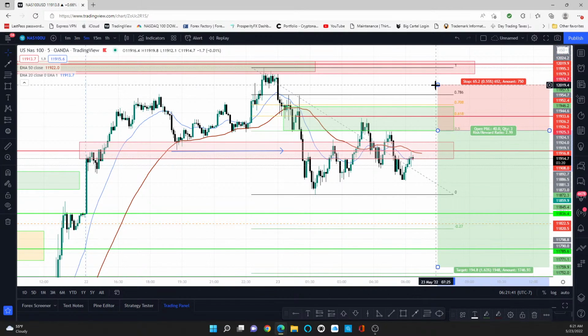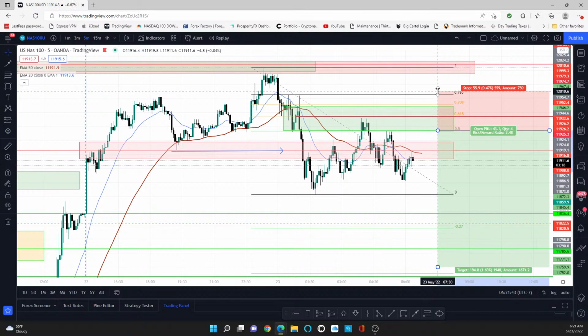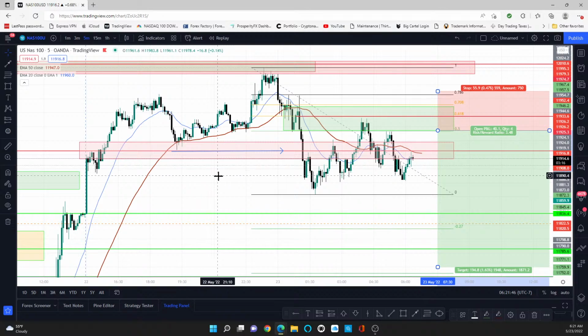I mean, I guess we could go right here. This is the main target. We could keep it here at like 55 pips. And yeah, let's see.